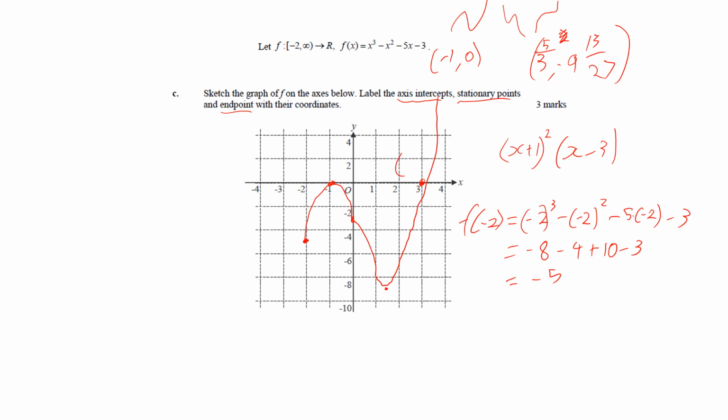Oh well. So I'm going to label these because it specifically tells me to label. It's not good enough to just put the points on there. So 3, 0, 5/3, -9 and 13/27, 0, -3, -1 and 0, and then -2, -5. Awesome. Easy. We got it.